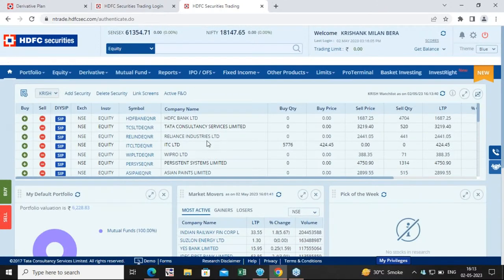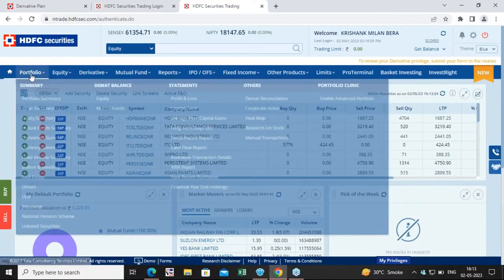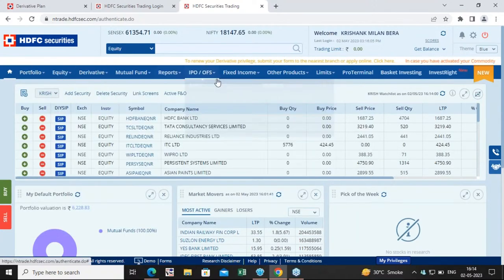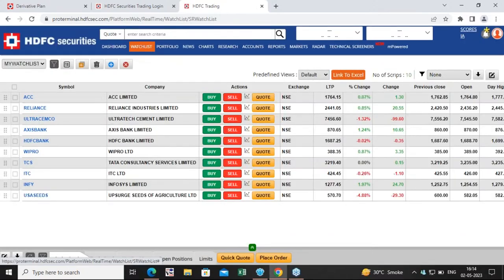And from here you can only do the buying and selling. So I already mentioned that this is our basic platform. We have two platforms, one is empowered and another is ProTerminal. So in empowered, if you already have access, as you can see on the screen, there is a menu in the blue ribbon. In the blue ribbon, you can find the ProTerminal on the right hand side, third option. When you click over here, it will switch to the advanced trading platform without any login ID and password. Okay, so this is our advanced trading platform.